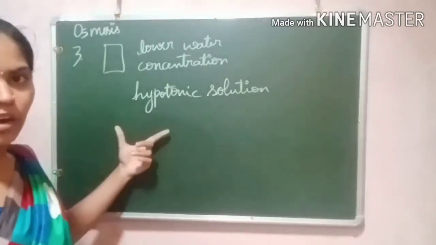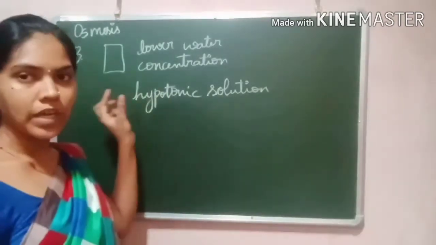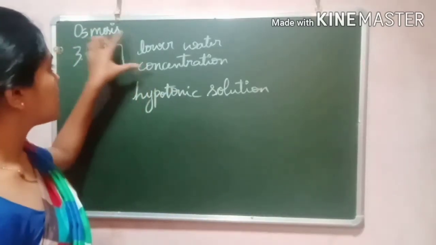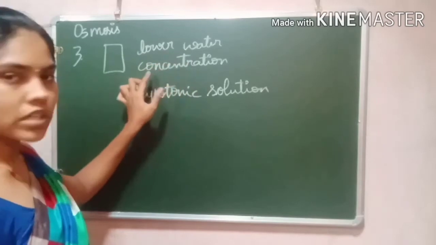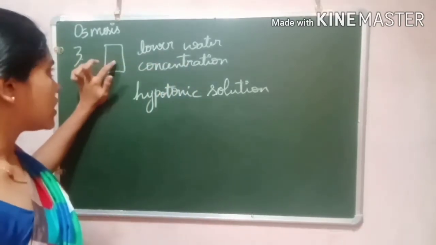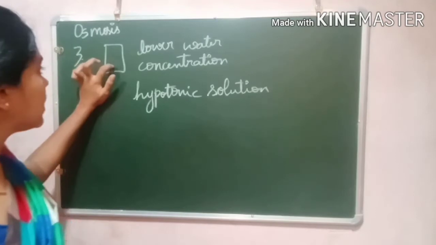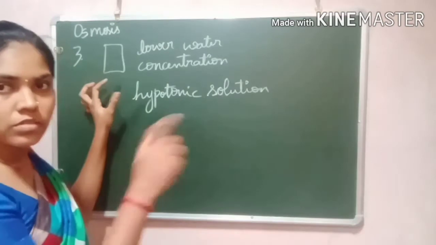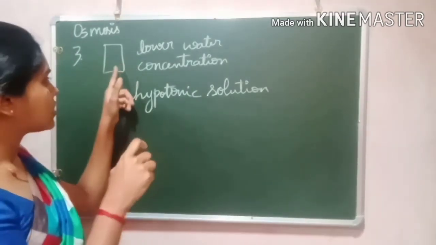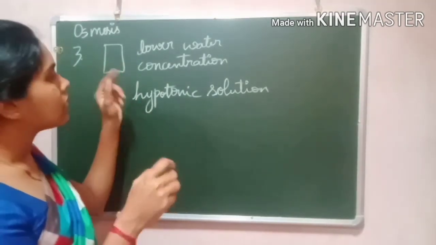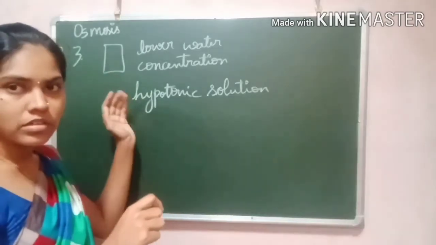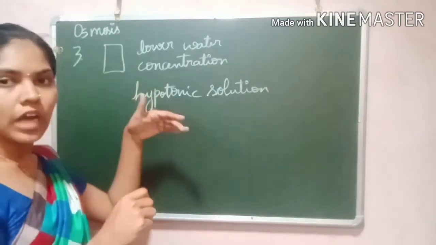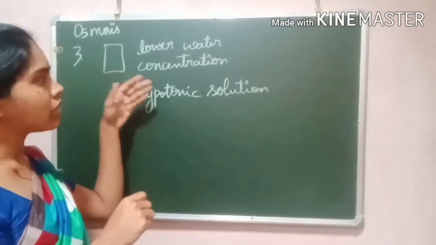What happens when we put the cell in the hypotonic solution? The surrounding medium has a lower water concentration compared to the concentration of water inside the cell. At that time, there is movement of water molecules in and out of the cell, but the net movement is that a large quantity of water molecules will come out of the cell. The water will be removed out of the cell.